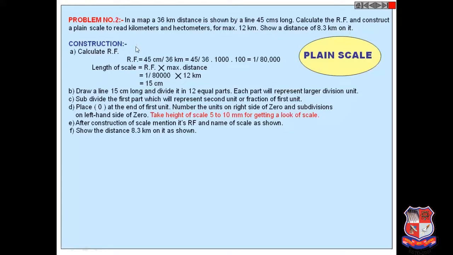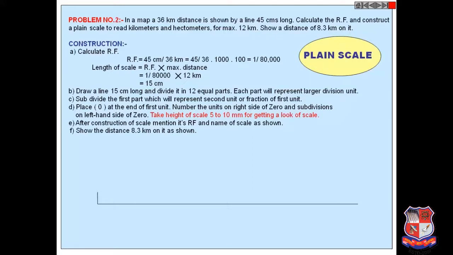Now you easily know how to calculate RF and length of the scale. So RF is equal to 1 by 80,000 and length of scale is equal to RF into maximum distance. Maximum distance is given to you, for maximum 12 kilometer. So RF into maximum distance, you are getting 15 centimeter. So first of all you have to draw one line whose length is 15 centimeter.